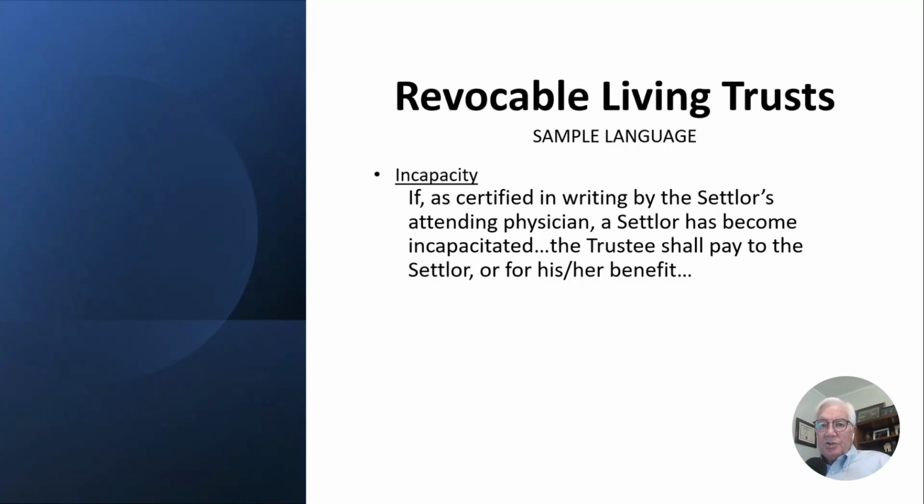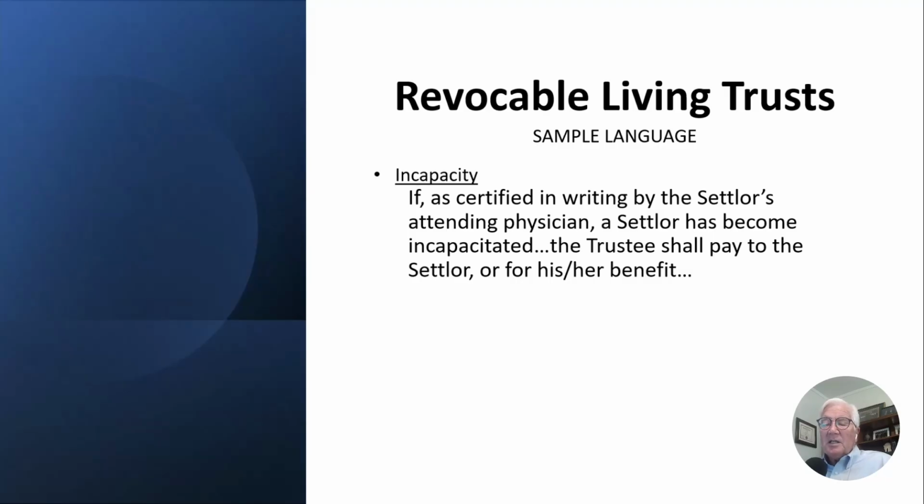There is also generally a section in a living trust that talks about incapacity. What I've worded here is that if, as certified in writing by the settlor's attending physician, settlor has become incapacitated, the trustee will continue to pay to the settlor or for the settlor's benefit. So let's break that down.